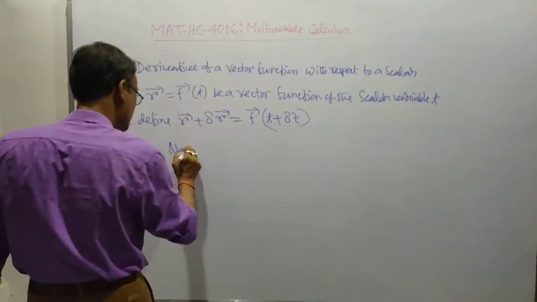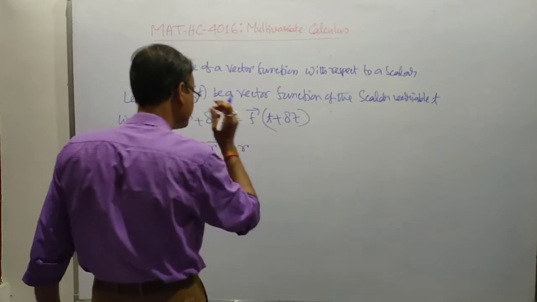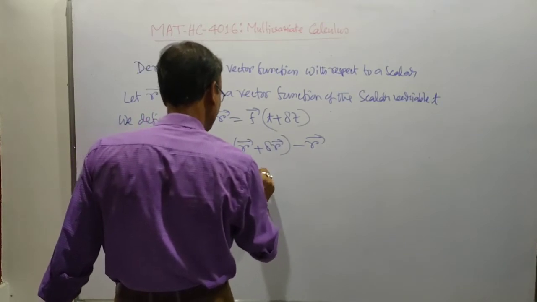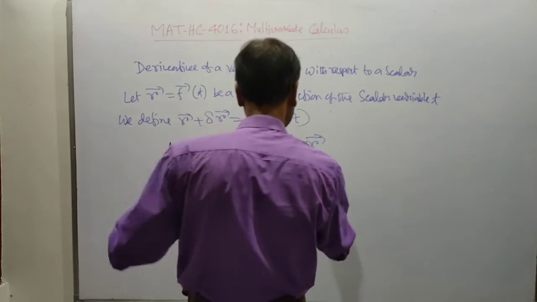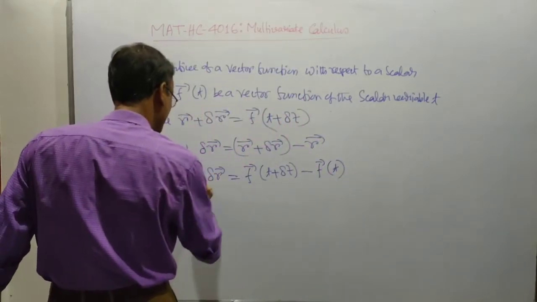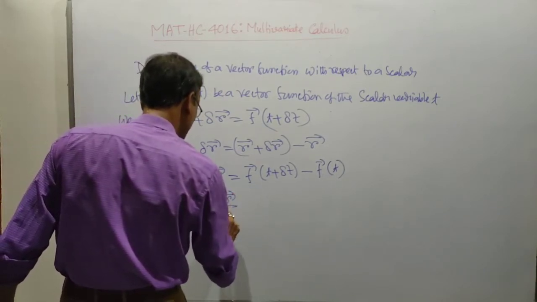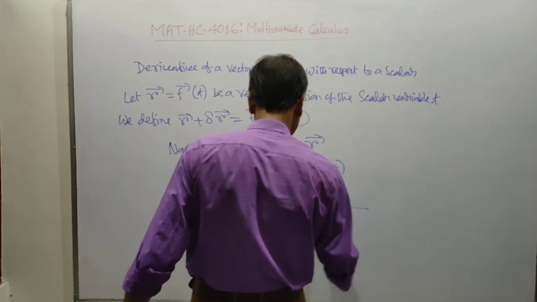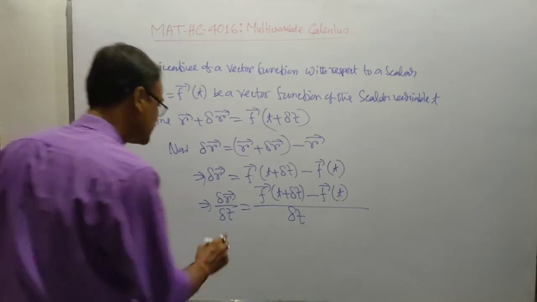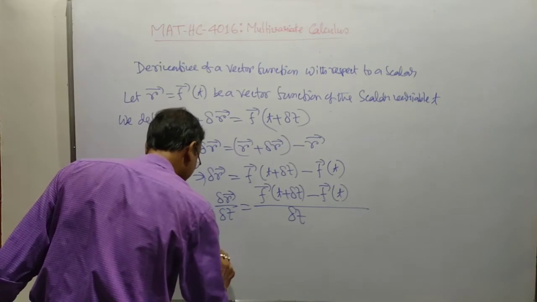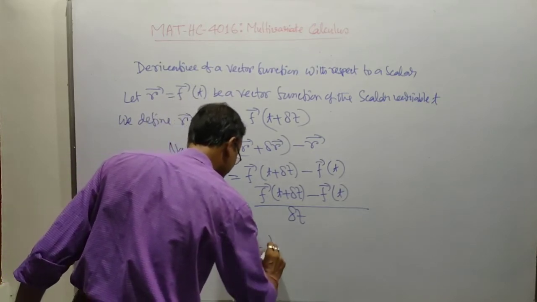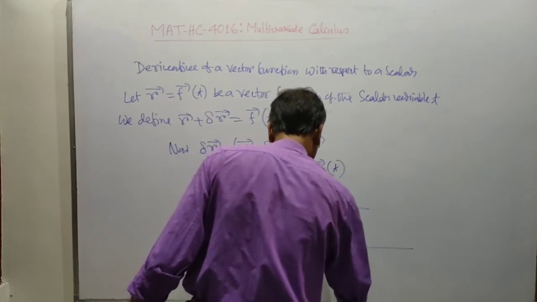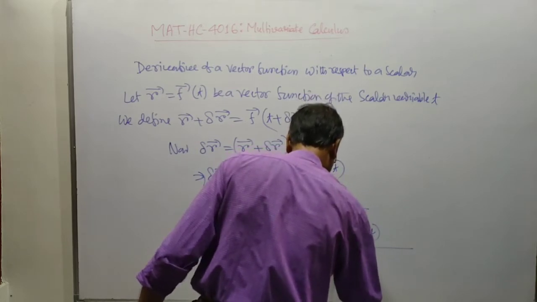Now, delta R vector equal to R plus delta R minus R, which is equal to F vector t plus delta t minus F vector t. Delta R vector equal to this. This means delta R vector by delta t equal to F vector t plus delta t minus F vector t divided by delta t. You may write like this. This means limit as delta t tends to 0, delta R vector by delta t equal to limit delta t tends to 0, F vector t plus delta t minus F vector t divided by delta t.